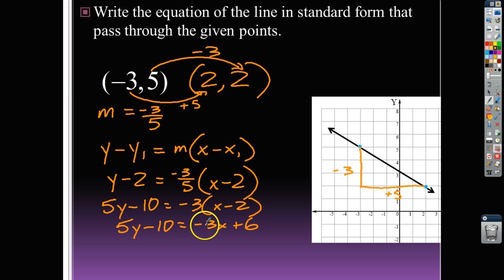Okay, now I'm going to add 3x, get it on this side, so I get 3x plus 5y, and then I'm going to add 10 over here, so that's going to be equal to 16. All right, and now I look like I have standard form. So let's go ahead and plug my other point in. If I plug negative 3 and 5 in, let's see if that works. So 3 times negative 3 is negative 9. Plus 5 times 5 is 25. Yeah, that works. It equals 16. Okay, rock on.